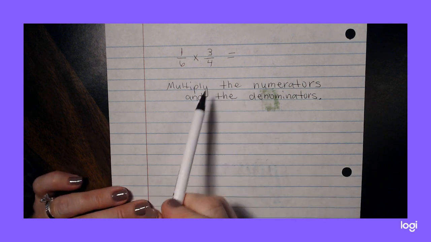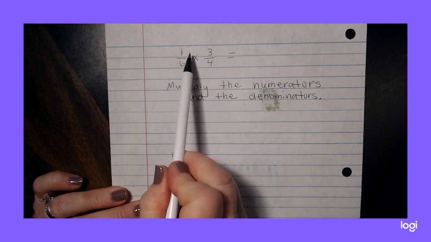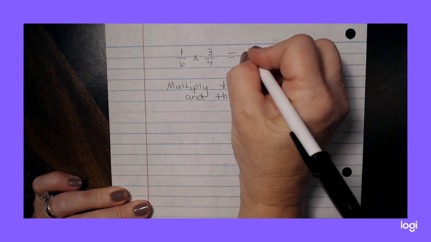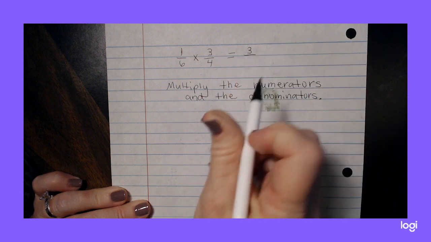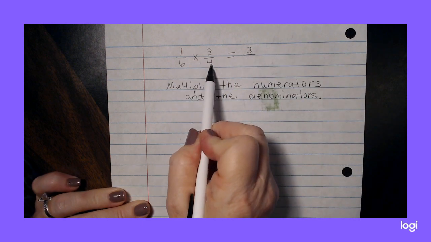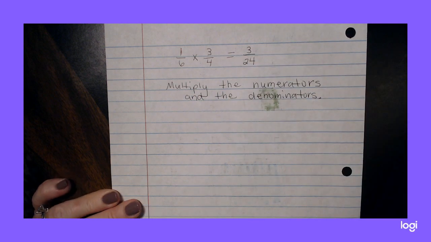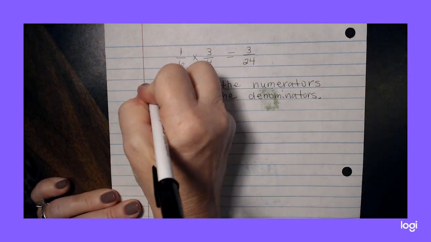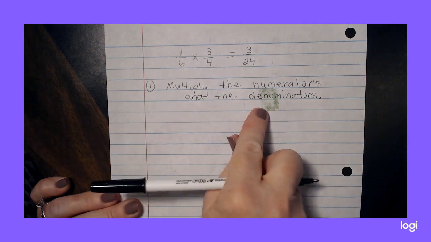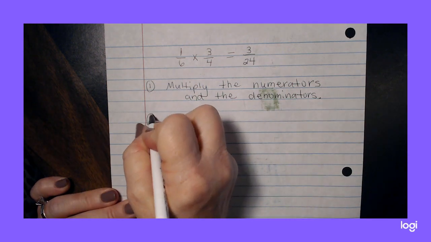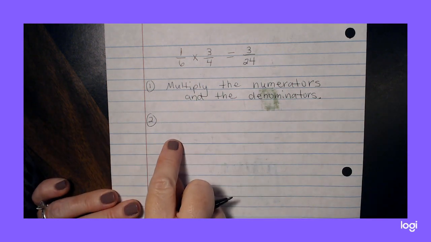All right, so if I multiply the numerators, I get 1 times 3, which gives me the answer 3. And then I have 6 times 4, which gives me the answer 24. That's step 1. We multiply the numerators and the denominators. Now step 2 that we're going to look at is that we're going to simplify.